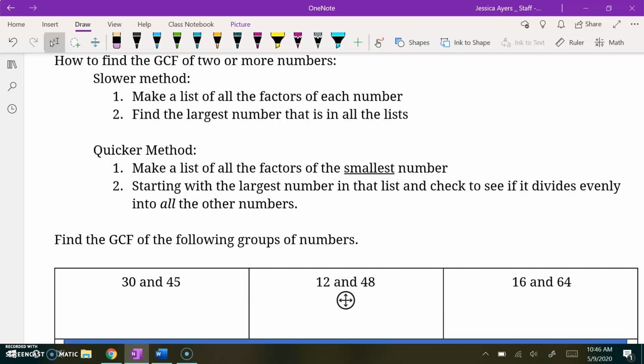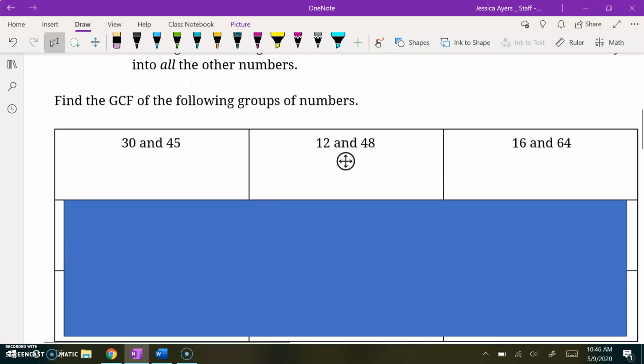This is because if a number is larger than another number, then it won't divide evenly into that number. So by making a list of the smallest number, it's possible that it will divide into the other numbers. You will then start with the largest number in the list and check to see if it divides evenly into all of the other numbers. You start at the largest because you want the largest number that divides into everything. If you start at the smallest, then you'd have to keep going until you couldn't find another number.